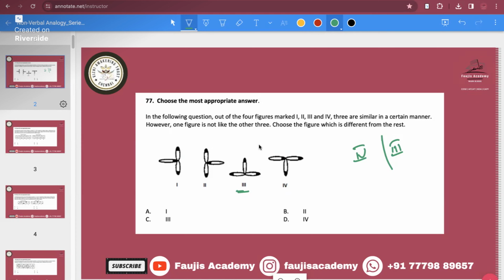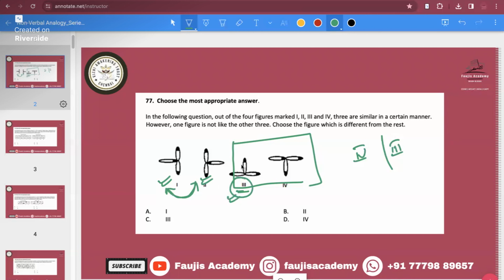But let me be very clear to you guys. There will be a few questions which will be a little bit disputed, 50-50 like this. It is pretty clear to you. These two are similar, which means both of these are not the odd one out. Right, guys? We are basically left with these two. So the answer option over here is 3, as per the answer key.